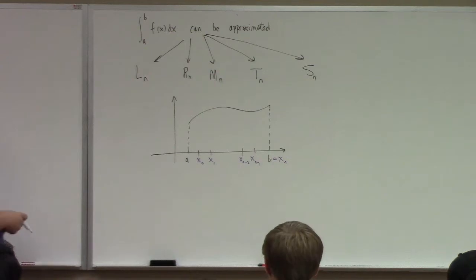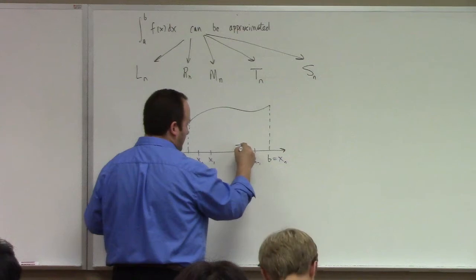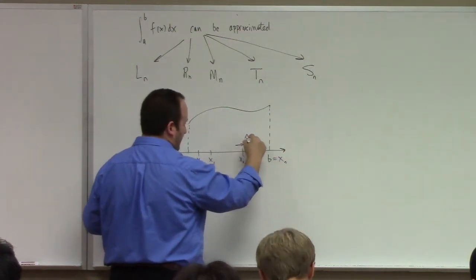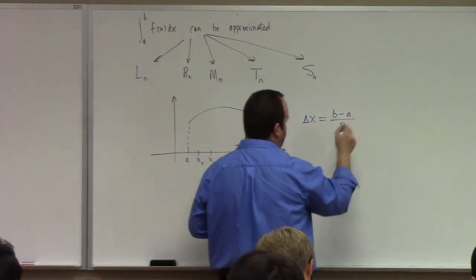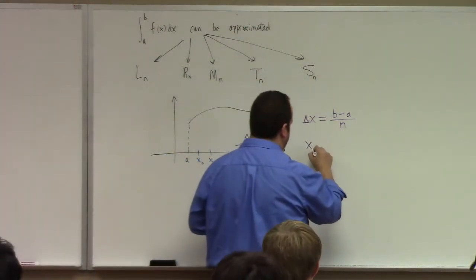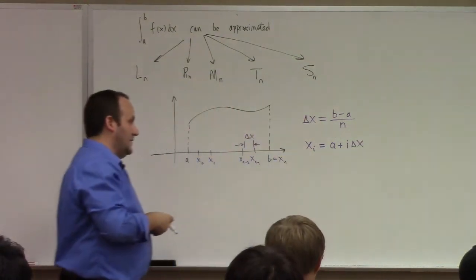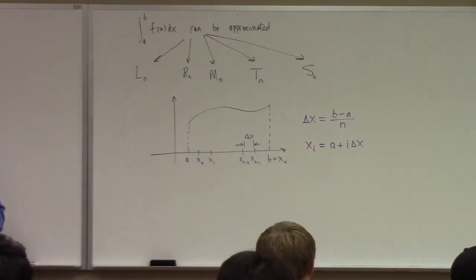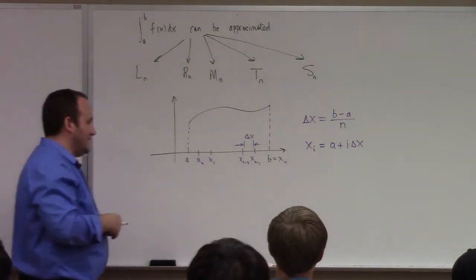Now, I can come up with some formulas here. The typical distance here, you might call delta x. Delta x would be equal to b minus a over n. And what's the formula for the ith partition point? Try it out. If you put i equal to 0, we get what? a. Put i equal to 1, you get a plus delta x.